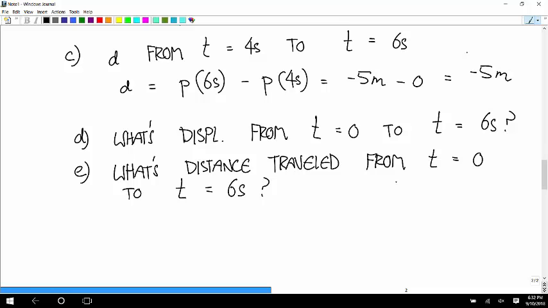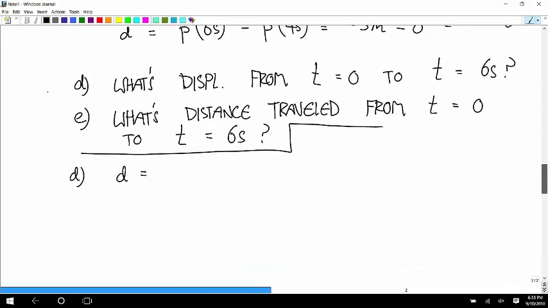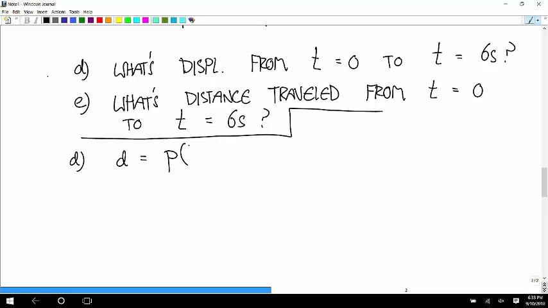Okay, so the displacement, we do the same way that we did before. So the displacement is equal to the position at 6 seconds, -5 meters, minus the position at 0 seconds, which was +2 meters. And you get -7 meters.